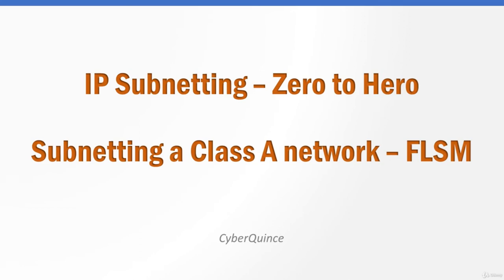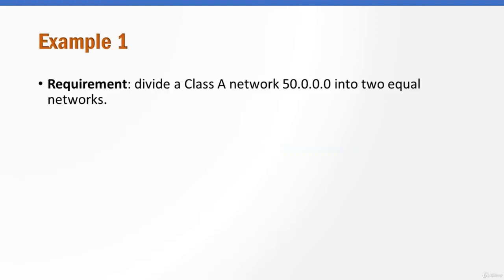Let's dive into our examples. We're going to begin with subnetting a Class A network using FLSM. In the first example, we need to divide a Class A network 50.0.0.0 into two equal networks.